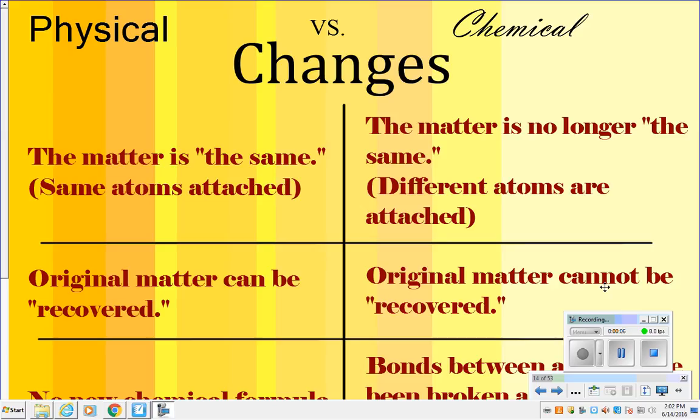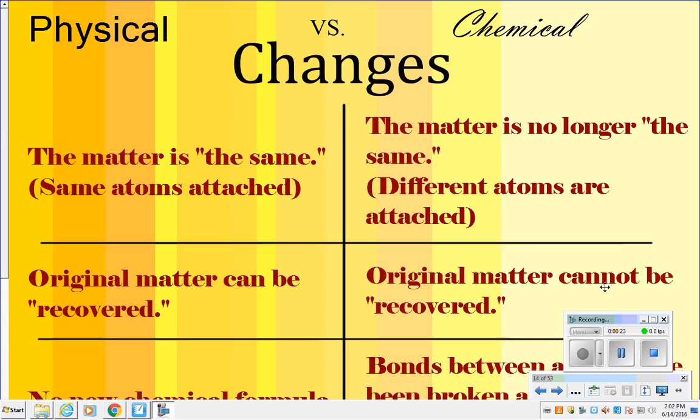Next, we're going to talk about physical and chemical changes as well as physical and chemical properties. These are two very related ideas, as in how we test them and identify them.